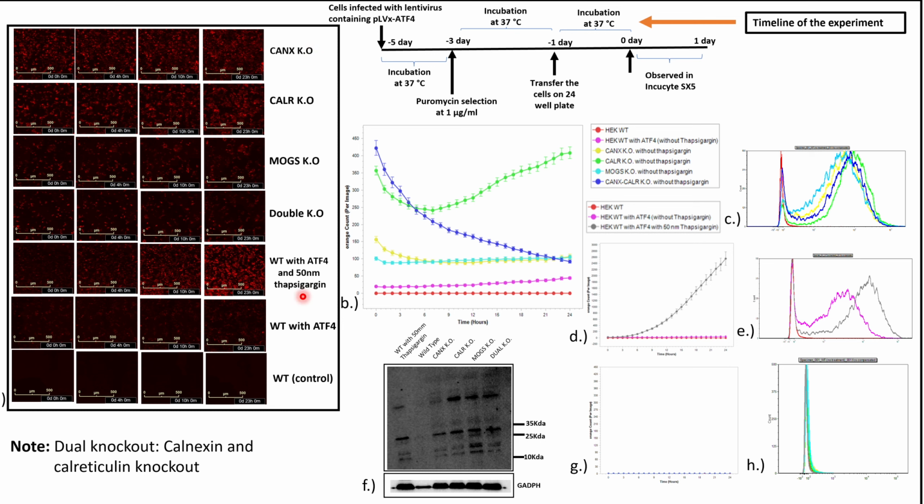These are the wild type cells that are transfected with ATF4, and thapsigargin has been introduced for ER stress.